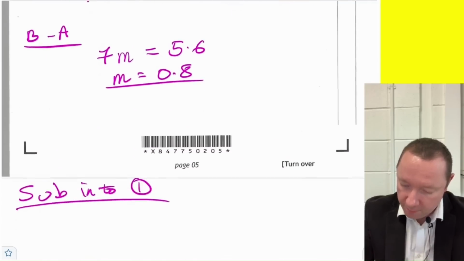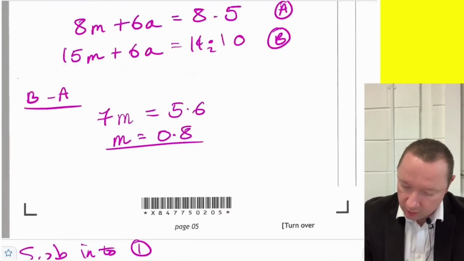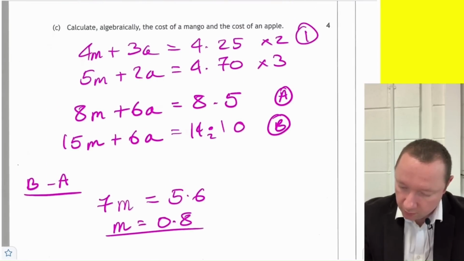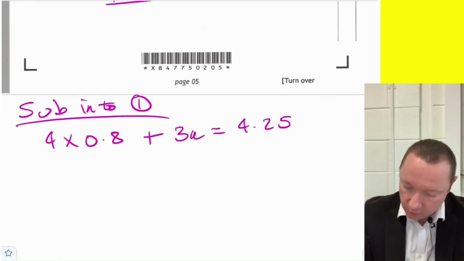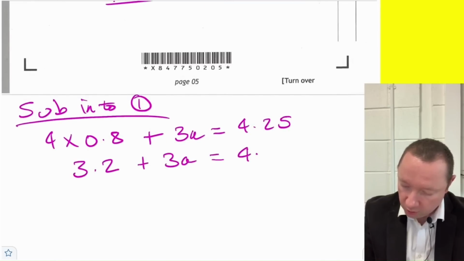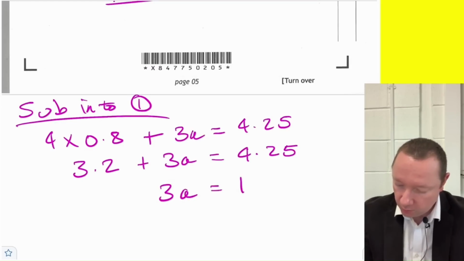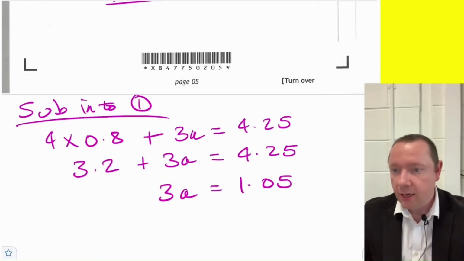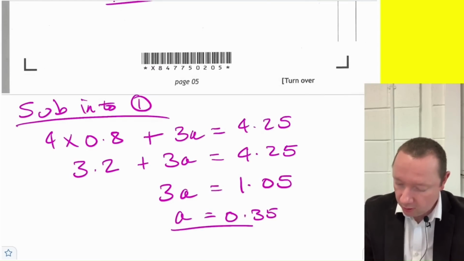We've got 4m, so it's 4 times 0.8 plus 3a equals 4.25. That gives you 3.2 plus 3a is 4.25. So taking away 3.2, 3a is 1.05, and dividing, of course, by the 3, we get a equals 0.35. Not answered the question yet though.